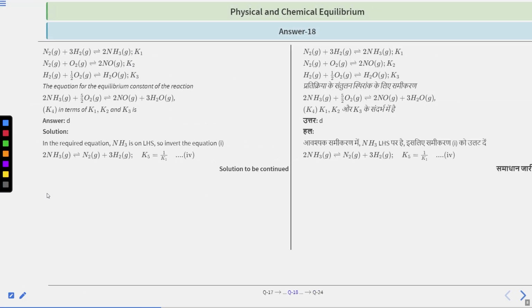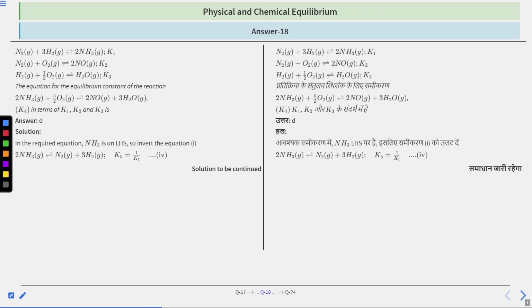Okay, so we have our answer as option D. So let's see how. This is our required equation, right? Because we have to get the equilibrium constant for this reaction. In the required equation, NH3 is on the left hand side. So we have to interconvert these three reactions somehow.